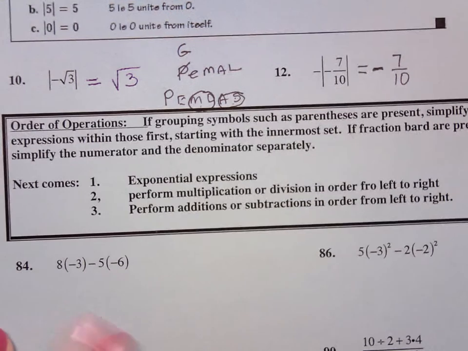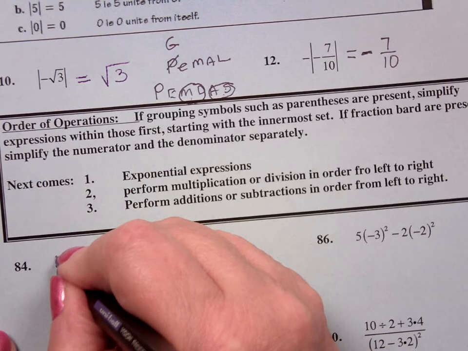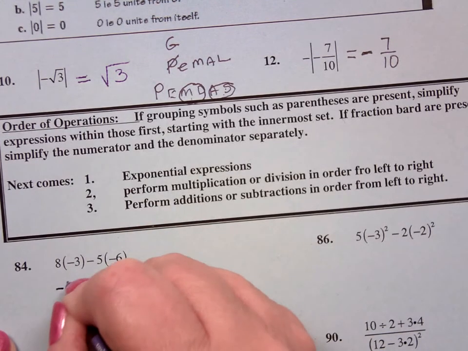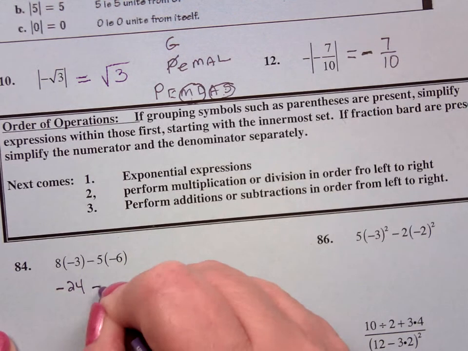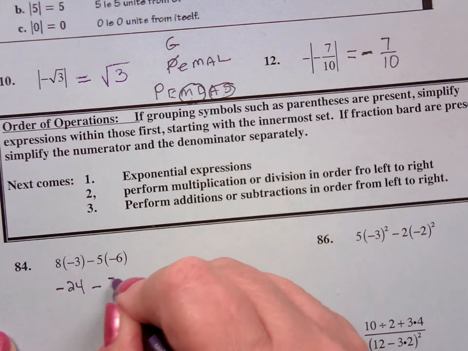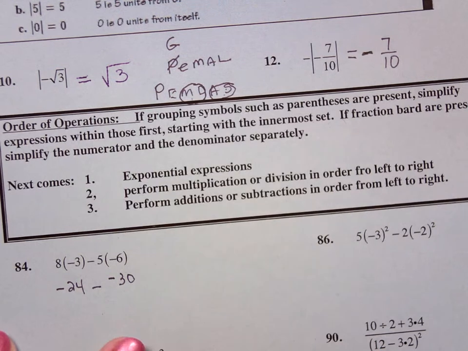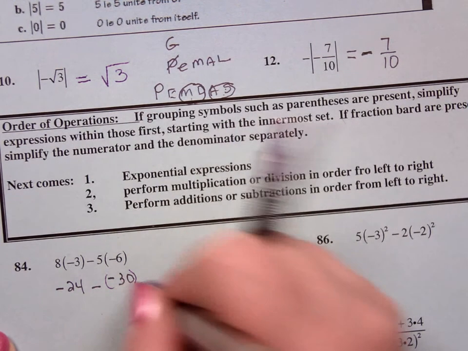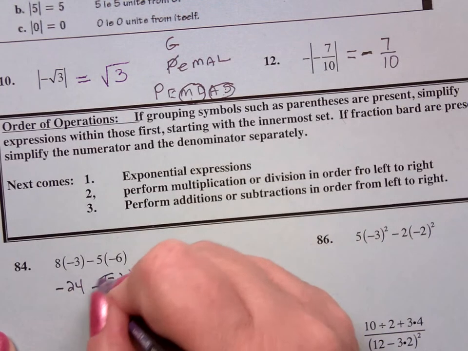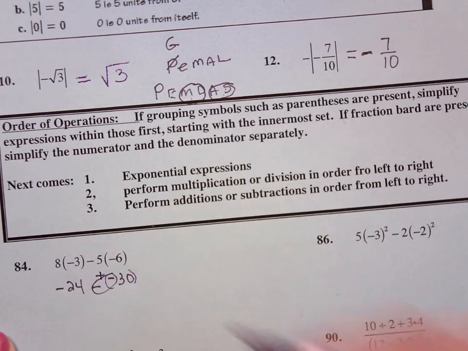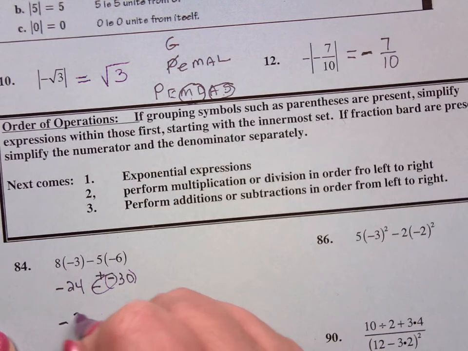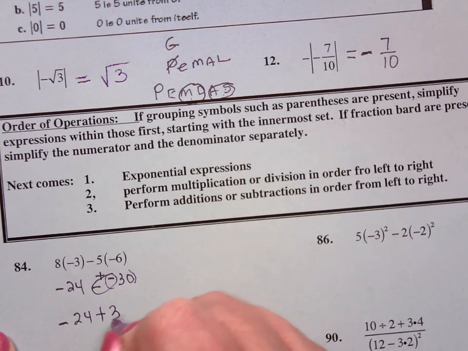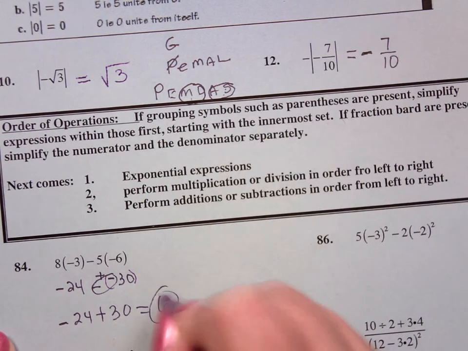Well, if I take a look at how I'm going to operate with this, 8 times -3 is -24. Subtract 5 times -6, which is -30. And the opposite of -30 is +30. That's why we say that a minus and a minus is a plus. So -24 plus 30 is going to give me +6.